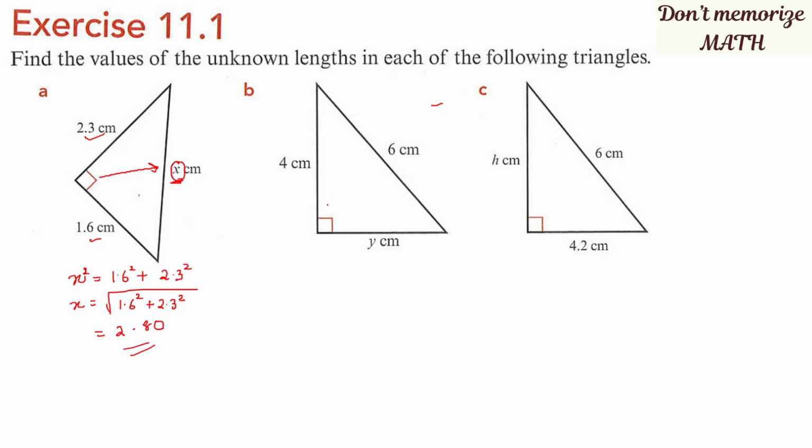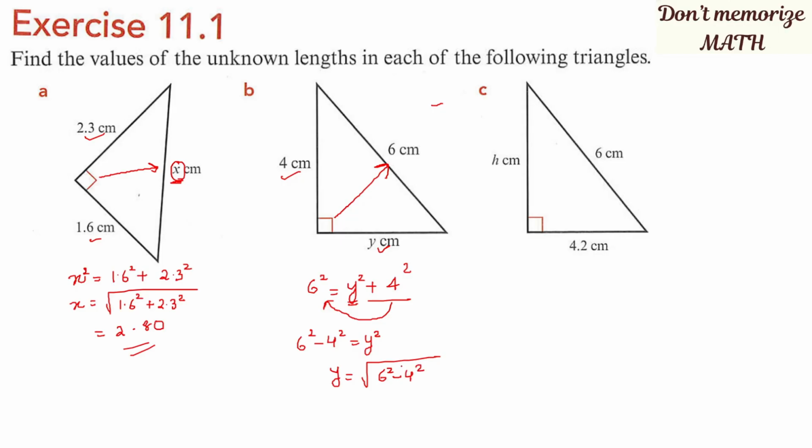Then next one, we are using Pythagoras theorem. So opposite of 90 degrees is the hypotenuse. So hypotenuse square equals base square, that is y square, plus height square, that is 4 square. We need to find the value of y. So keep the y here, and the plus 4 square will move here and become minus 4 square. So y square is equal to 6 square minus 4 square. So y will become square root of 6 square minus 4 square.